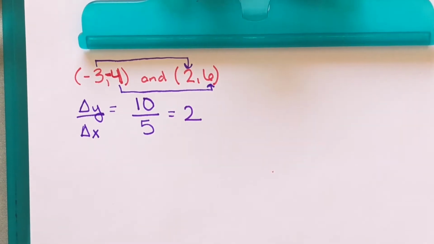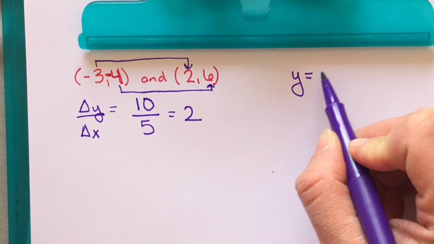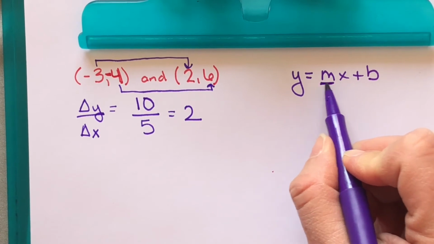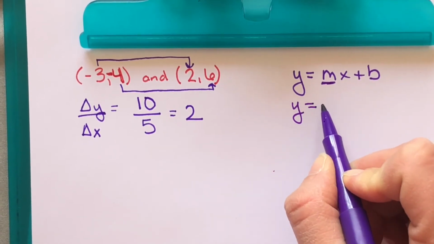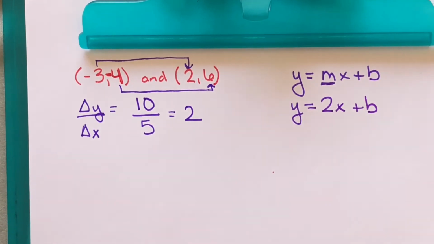All right, so I know the slope of the line is 2. So my equation is going to be y equals mx plus b. And at this point, the piece I know is that the slope, or m, is 2, so now I know it's going to be y equals 2x plus b.